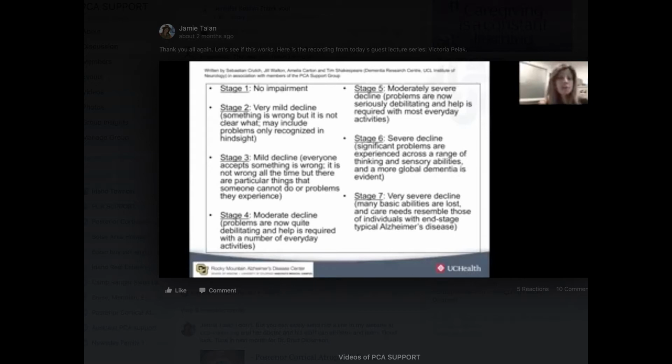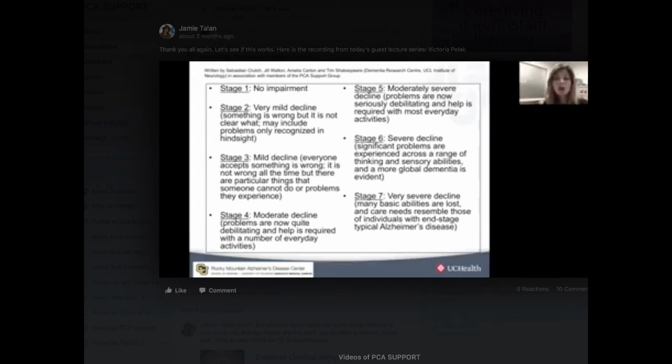This may include problems that are only recognized in hindsight, meaning once the diagnosis is made and people understand it a little bit better, they may say, well, now that I think back, 3 years ago, there was this incident or this episode, or I had these problems and they were likely PCA. At stage 3, which is typically when patients may actually start to go to see providers, particularly eye care providers, there's mild decline. And everyone, coworkers, family members, starts to accept that really there is something wrong.